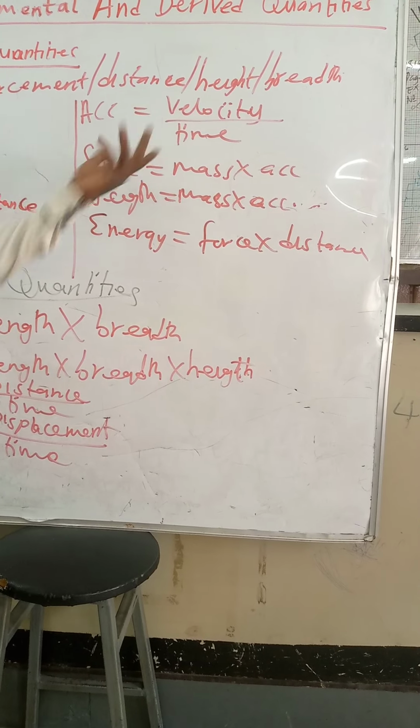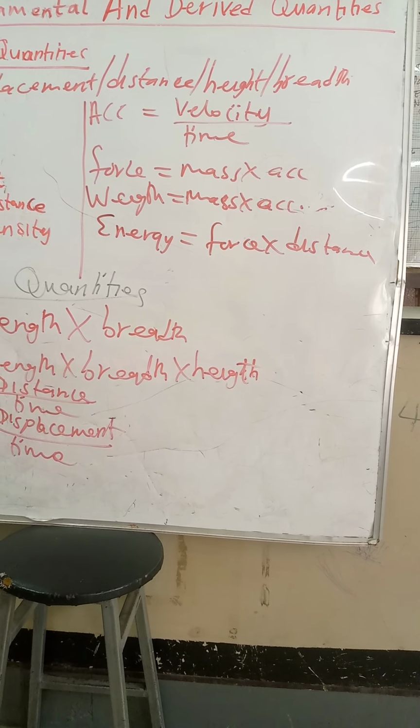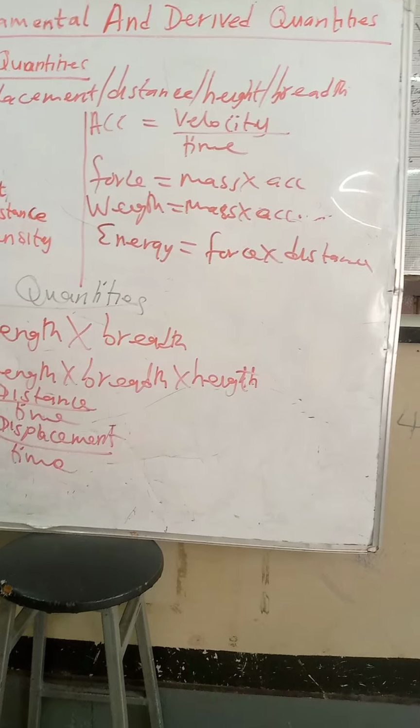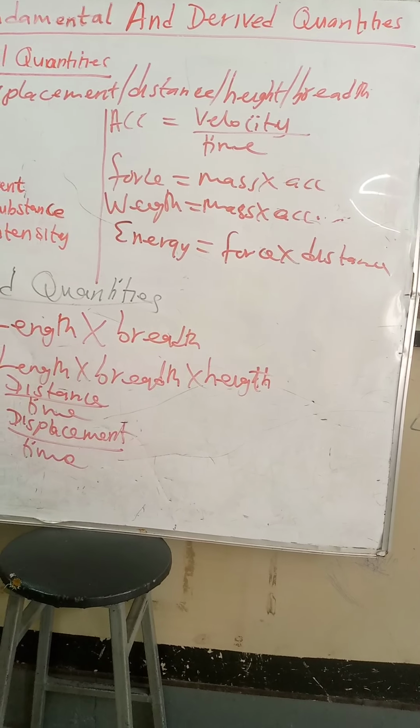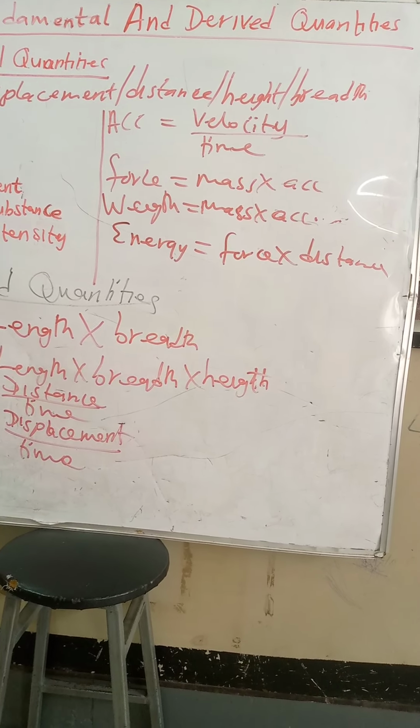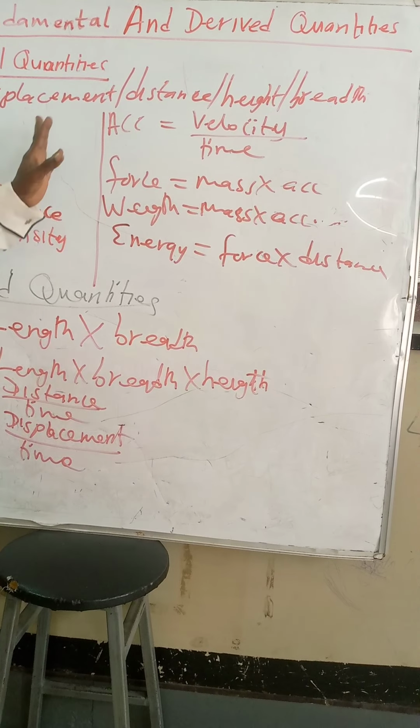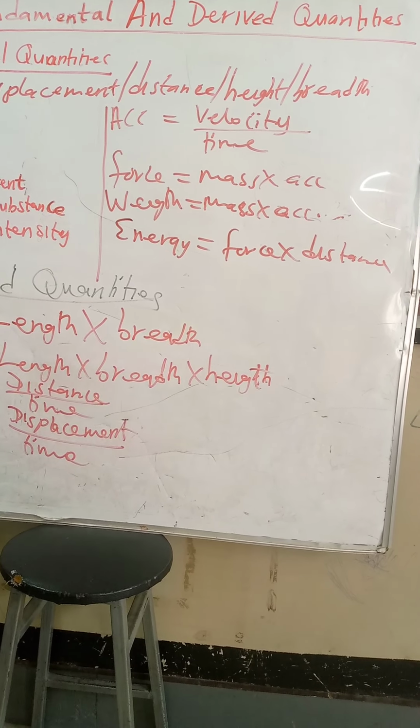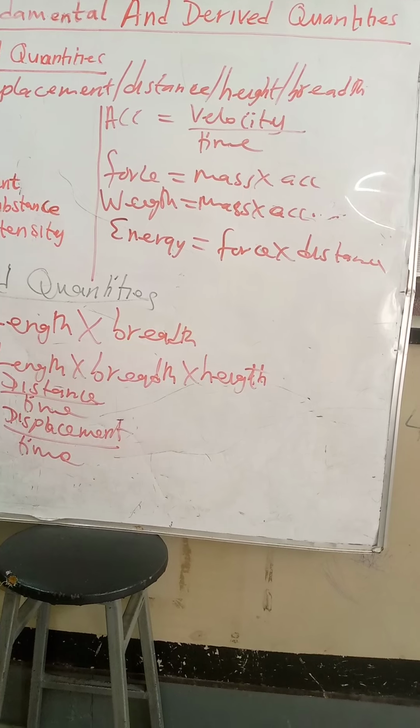Then don't forget, we have some of them that still have another formula, but this one is the general one. So that's why we call them derived quantities. We combine two or more quantities together to get them. So inshallah, the next video will be on the unit of these derived quantities and dimension.